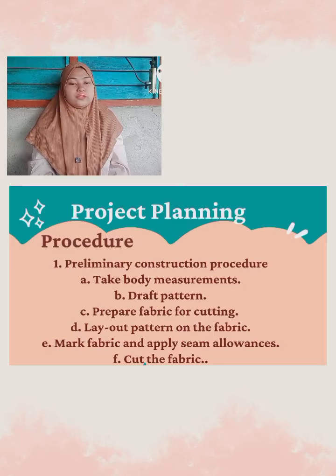So before anything else, we have to take a preliminary construction procedure. First is take body measurements. You have to find a partner and then take his or her body measurements. And then after taking the body measurements, draft the pattern. This drafting of the pattern will be further discussed in the next lesson. Then prepare the fabric for cutting. And then lay out the pattern on the fabric, mark the fabric and apply seam allowances, and cut the fabric.